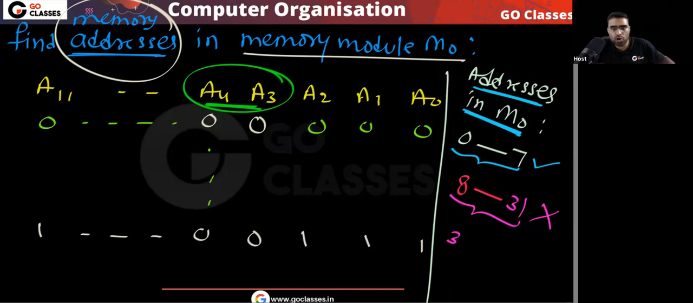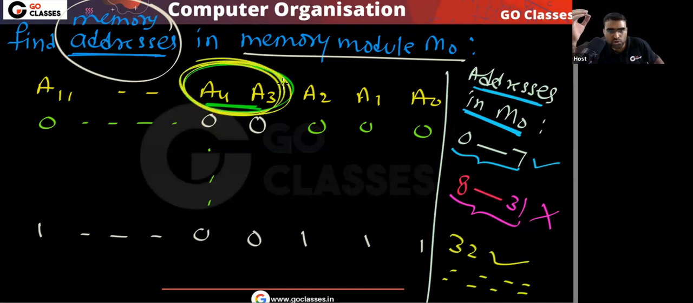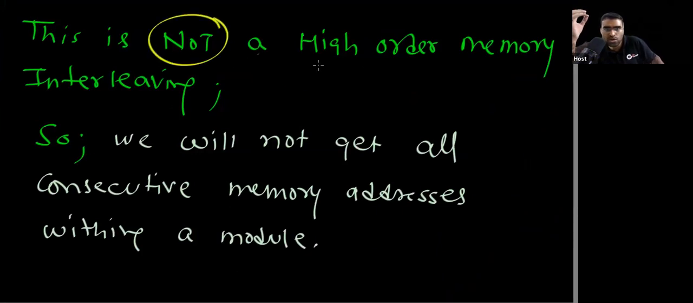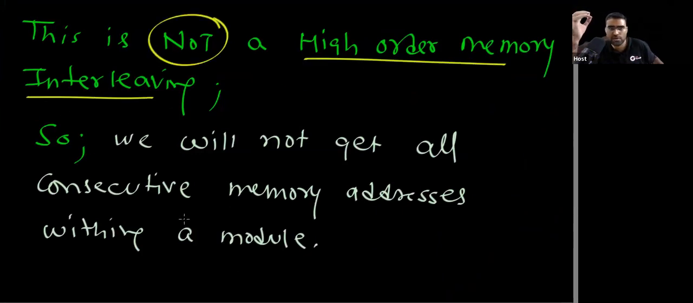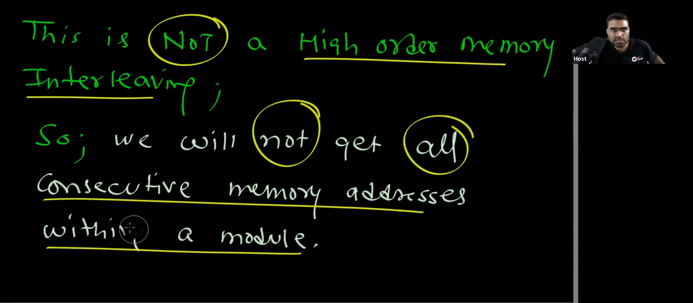So this is the idea. I hope you understood the idea that you will not get all the memory addresses, and so on. Yes or no? Because you are using these 2 bits to select a memory module. So remember, this is not high order memory interleaving. So we will not get consecutive memory addresses within a module. Is this clear? Please tell me. This is the complete analysis of this question.